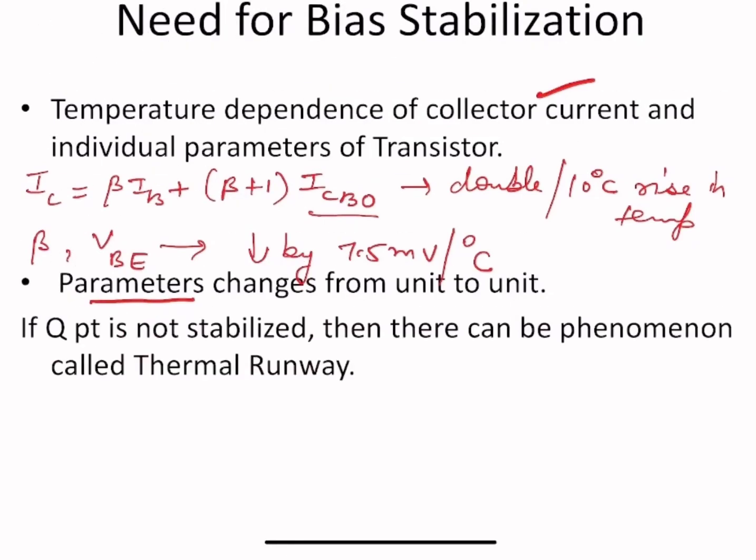Now next is thermal runaway. It is basically a phenomenon. If the operating point is not stabilized, it can happen. Now what is thermal runaway? As temperature increases, ICBO increases. Due to the increase in ICBO, collector current increases.